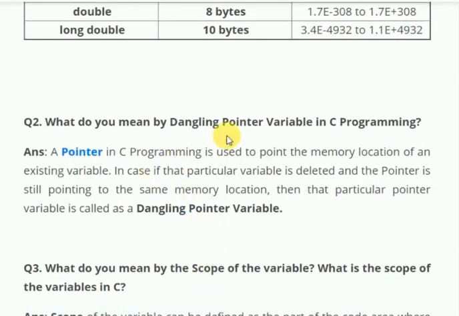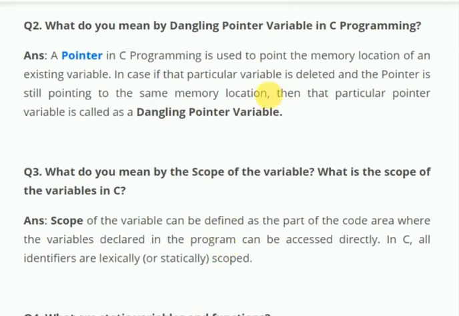What do you mean by dangling pointer variable in C programming? A pointer in C programming is used to point to the memory location of an existing variable. In case that particular variable is deleted and the pointer is still pointing to the same memory location, then that particular pointer variable is called a dangling pointer variable, because that memory has not been deallocated.